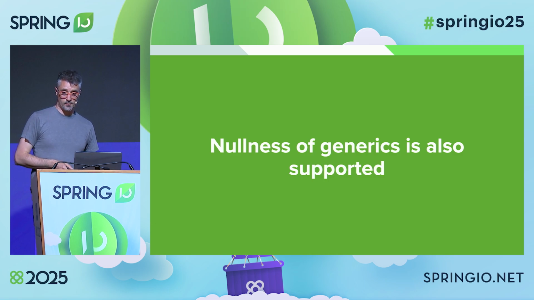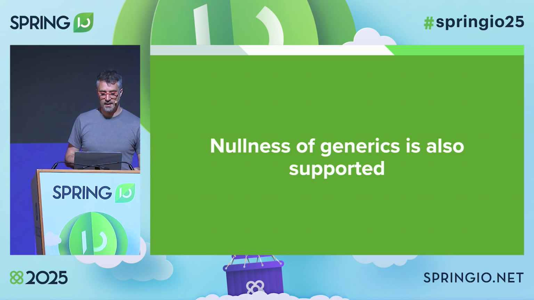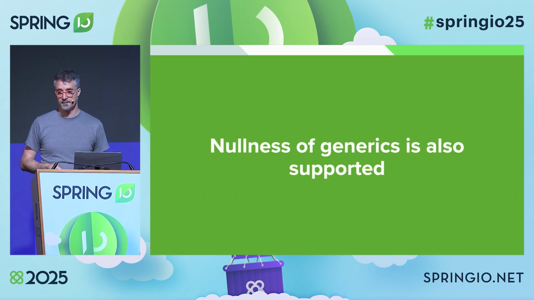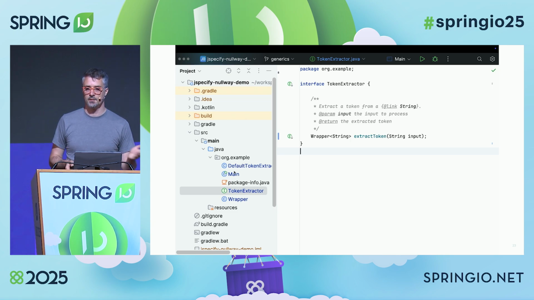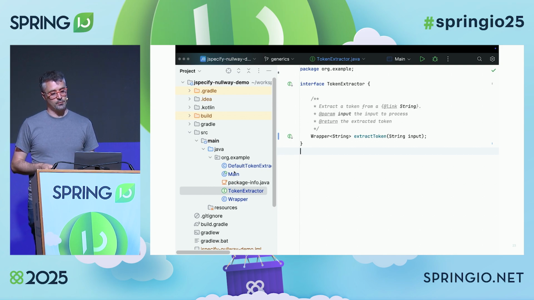Nullness of generics is also specified and supported, and this is maybe the more complex part of the specification. So yeah, generics are hard. Nullness of generics is super hard in terms of spec. In terms of usage, I think it's reasonably usable. So we are going to introduce a wrapper, a bit artificially, but again, it's to simulate a more complex application. And we are going to specify the nullness of the String enclosing type.